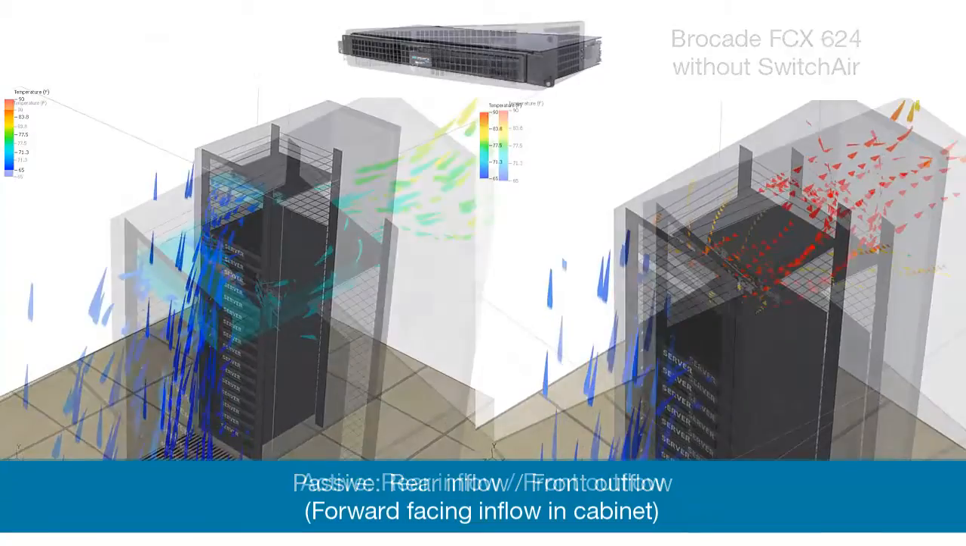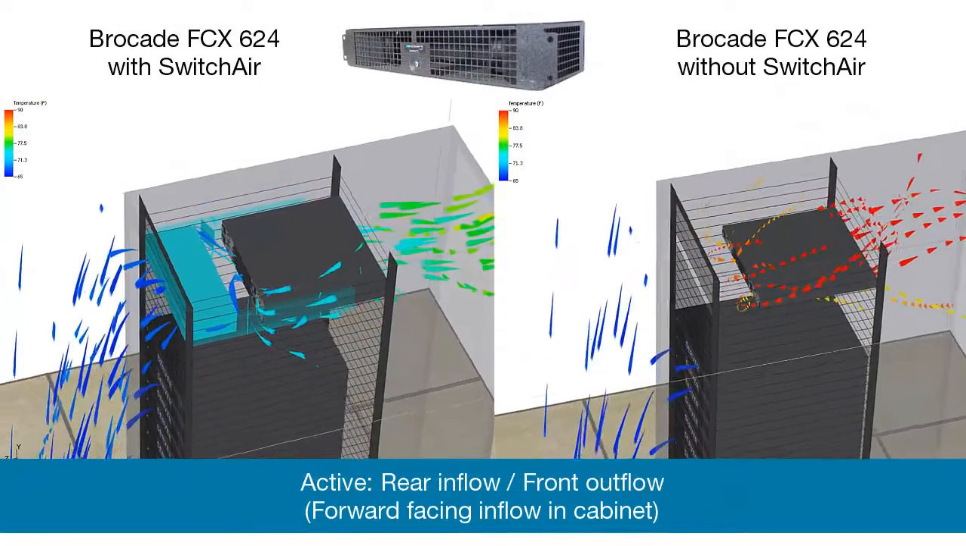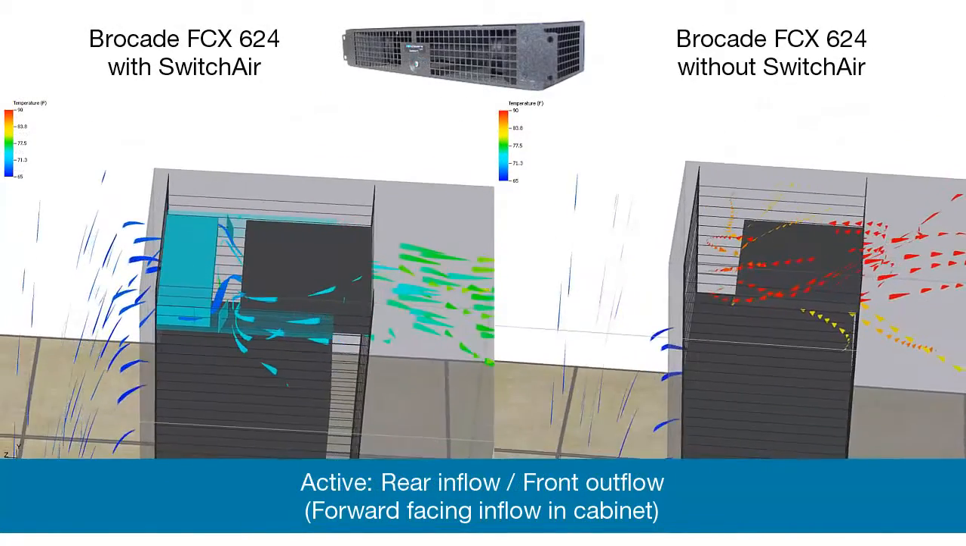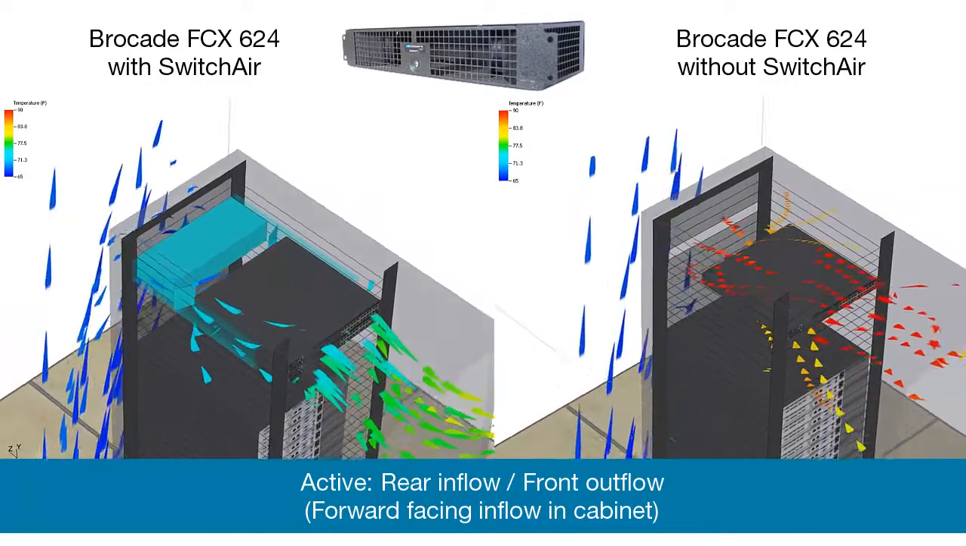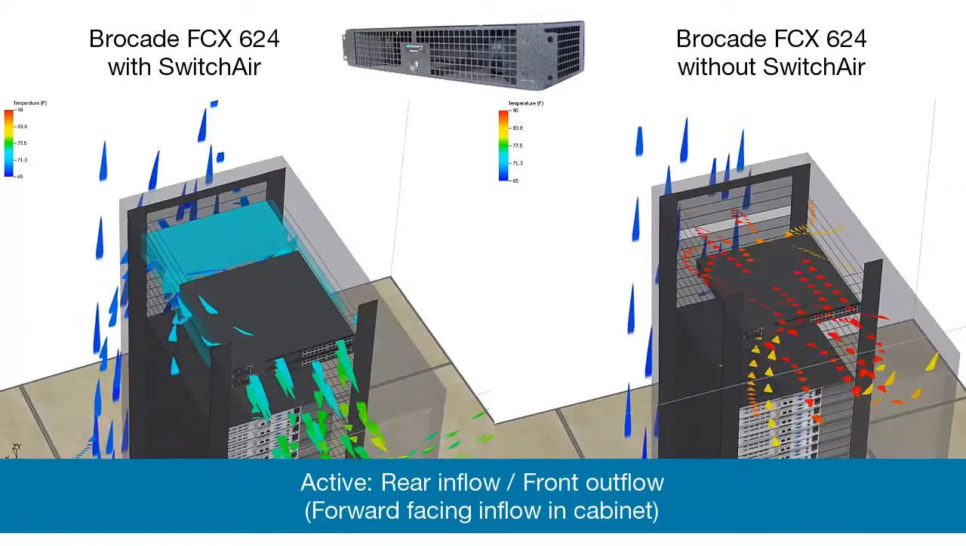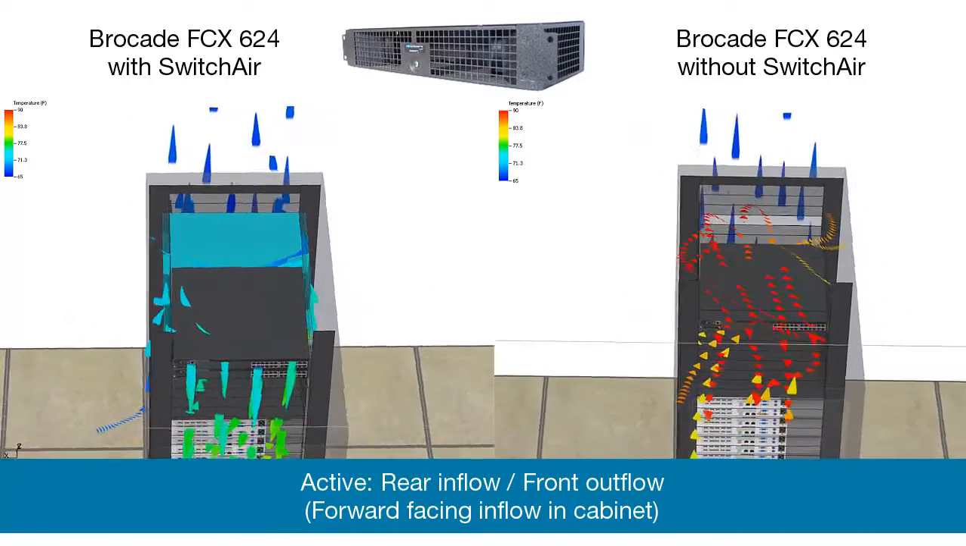These include front to rear, rear to front, and side to side. Even with the use of proper cabinet rail seals and blanking panels, the top-of-rack switches are still subject to ever-increasing internal temperatures and variable airflow patterns.